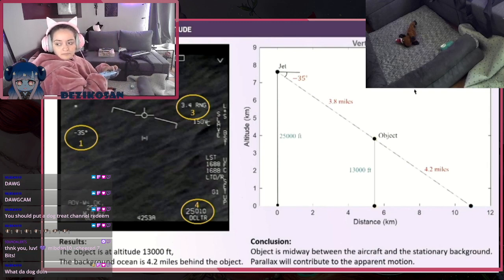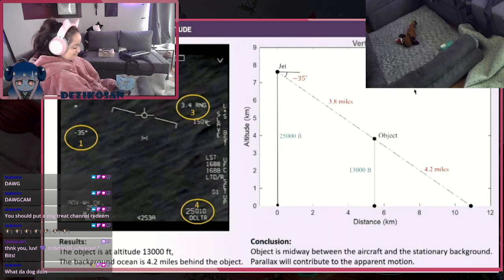An important aspect of this is that it's midway between the jet and the ocean. The ocean that looks like it's right behind it is actually 4.2 miles away. And this is our first indication that some or most of the apparent motion of the object is in fact due to the rapid motion of the sensing platform, which is about 430 miles per hour in this case.